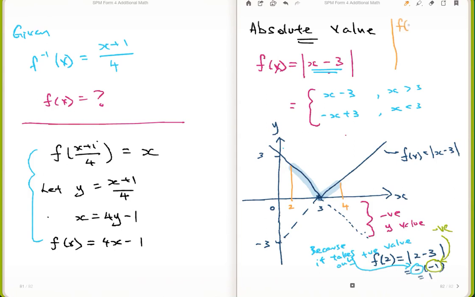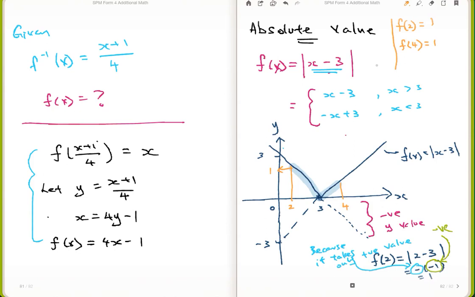When x is 2, my calculation earlier is 1. Oh, it's not so logical because it's not to scale. So here would be 1. When x is 4, I think it's not right, the scale. 4 minus 3 is 1, it's also 1. Let me do some amendment.